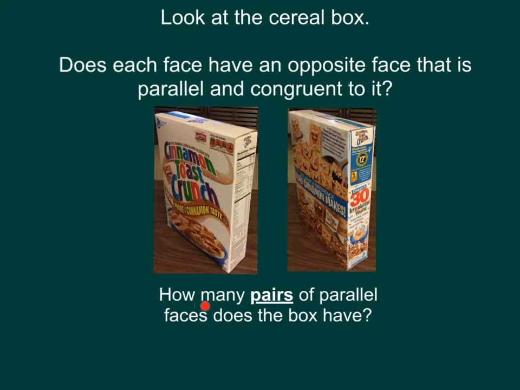Now think, how many pairs of parallel faces does the box have? Whisper to your partner again. Great ideas. This cereal box has 3 pairs of parallel faces. The front and the back, which makes 1. The sides, which make 2. And the top and the bottom of the cereal box, which makes 3 pairs of sides.